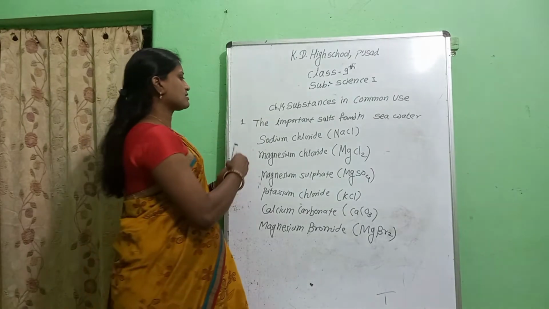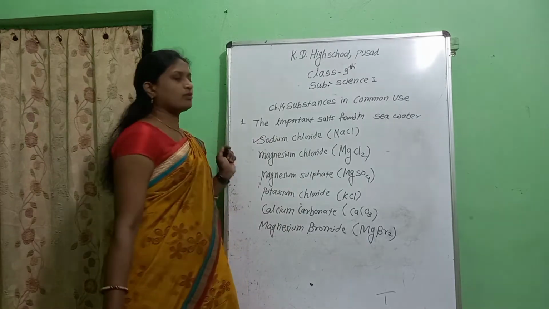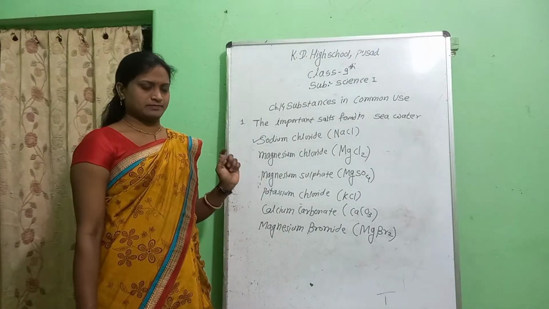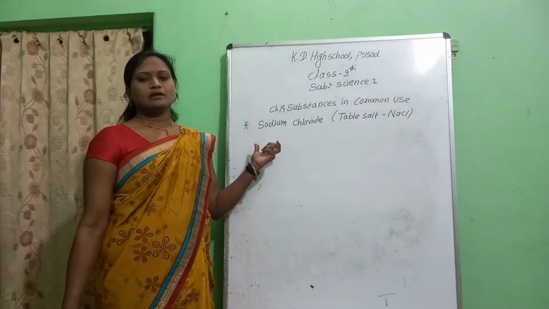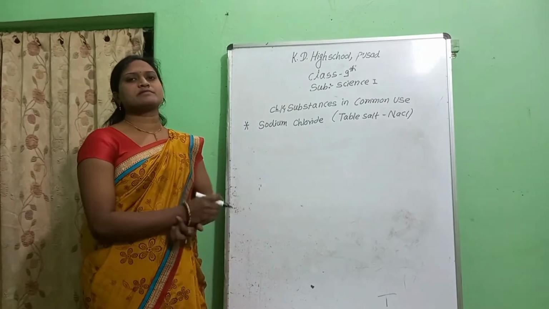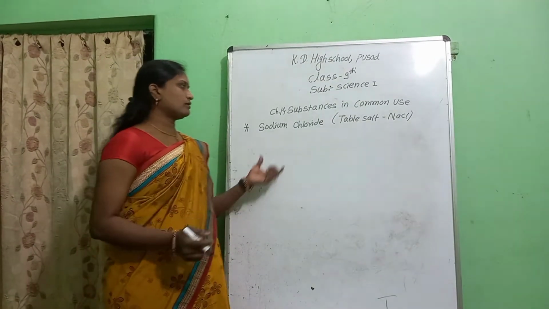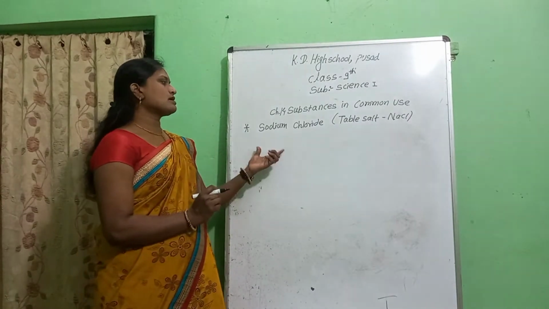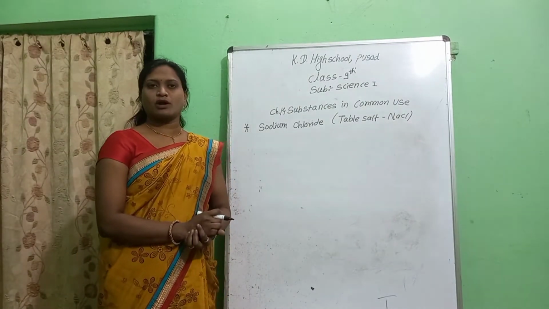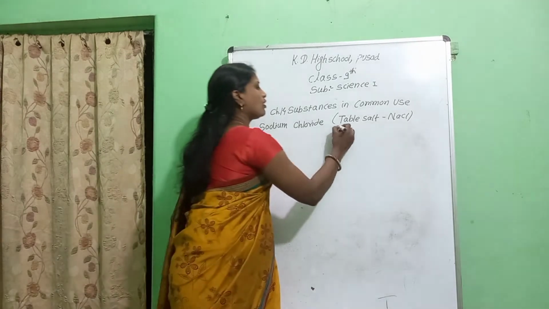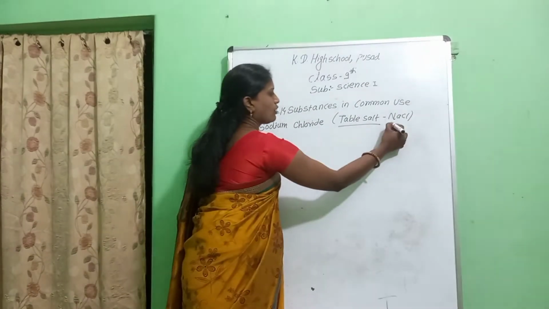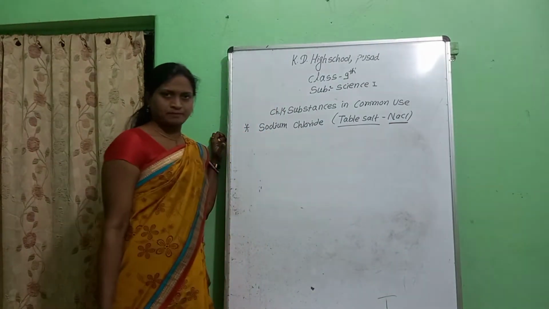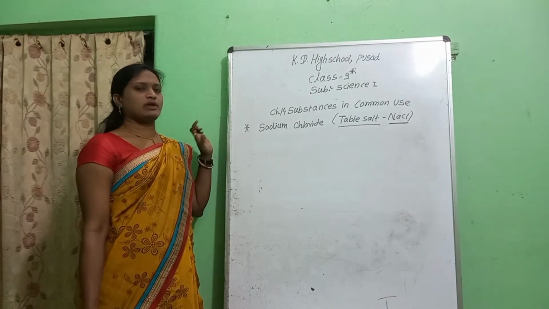From that, we will discuss first sodium chloride, NaCl. The first important common substance which we use in daily life is sodium chloride, the salt which is called table salt or common salt. The chemical formula of sodium chloride is NaCl and its chemical name is sodium chloride.